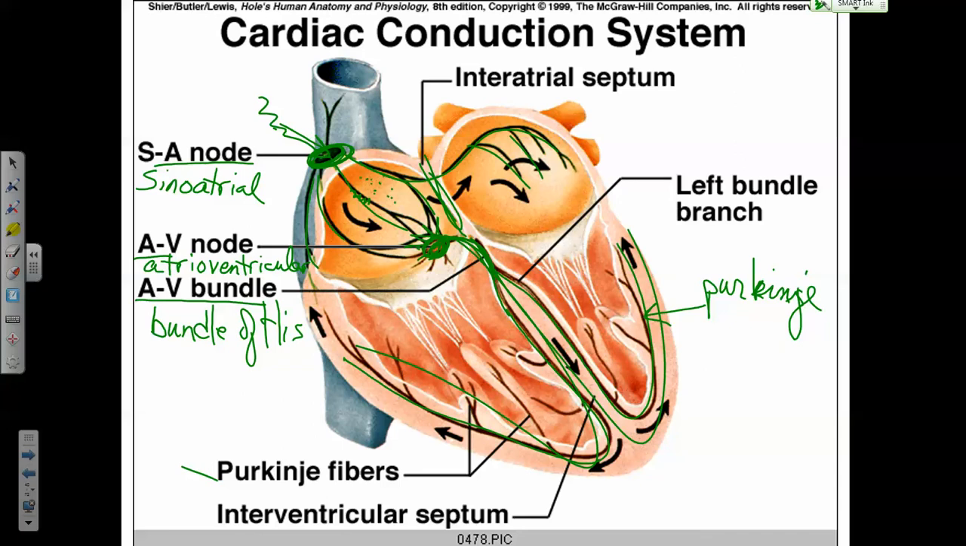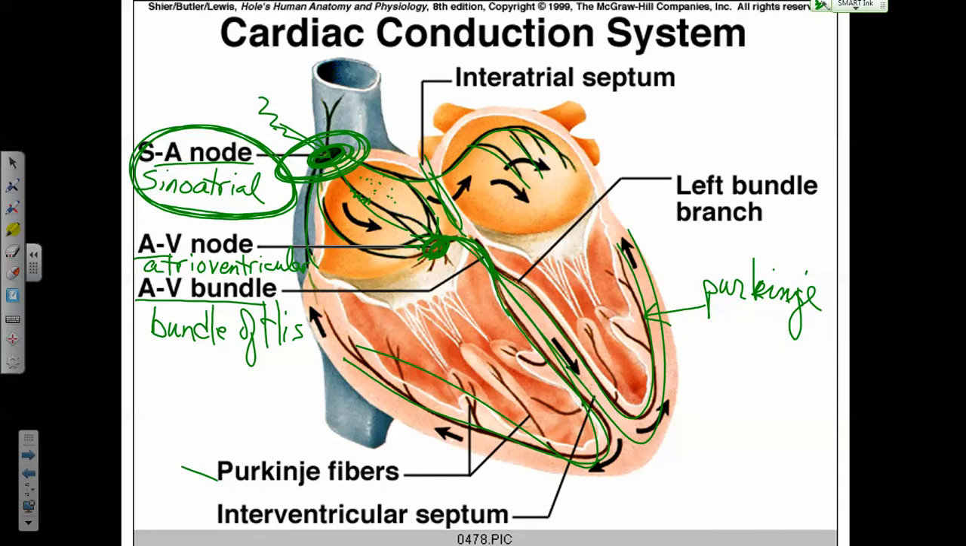Okay? But every time that SA node fires, that initiates one of those cardiac cycles that we just talked about. You know, the blood flowing through the atria, down to the ventricles, and then out of the ventricles. Okay? So, did you catch what I said? Every time that fires, that triggers basically a heartbeat. So how many times it fires in a minute determines your heart rate. And this is the pacemaker of your heart.